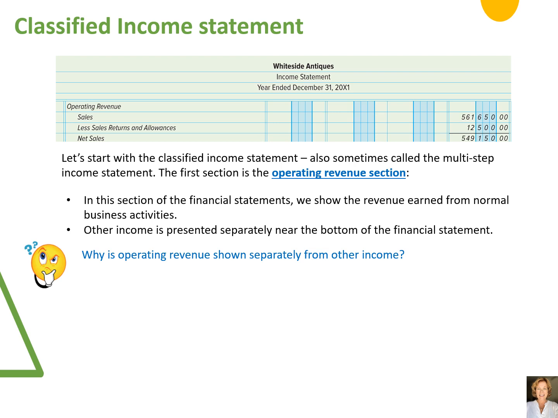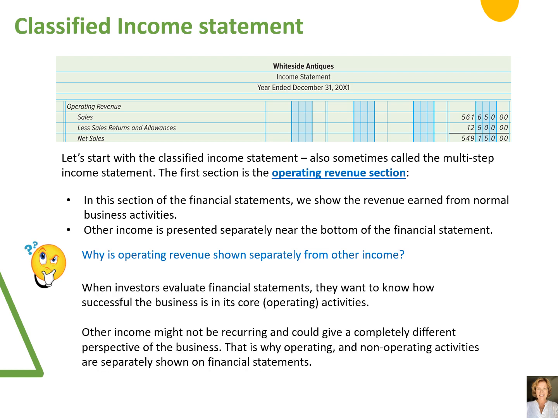Other income is presented separately near the bottom of the financial statement. Examples of other income include income from interest, rent, and gains resulting from the sale of fixed assets. Why is operating revenue shown separately from other income, you might ask? Well, when investors evaluate financial statements, they want to know how successful the business is in its core operating activities. Other income might not be recurring and could give a completely different perspective of the business. That is why operating and non-operating activities are separately shown on financial statements.